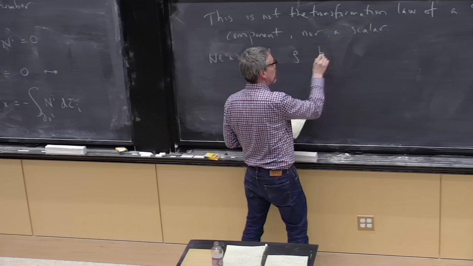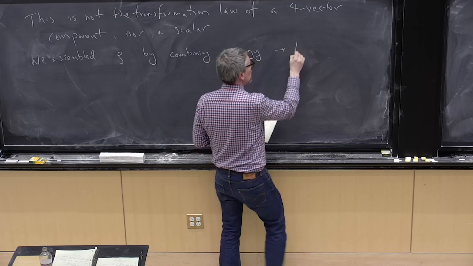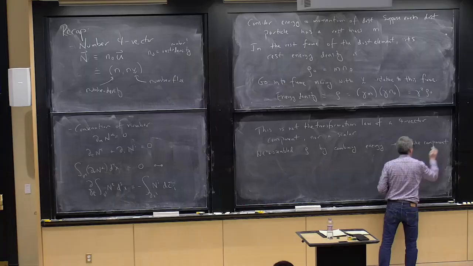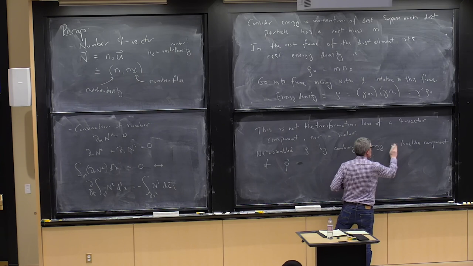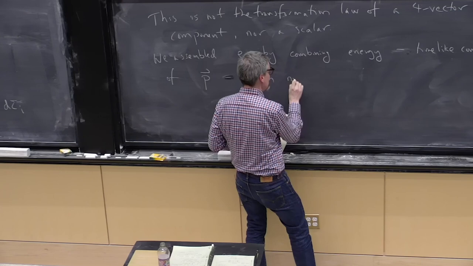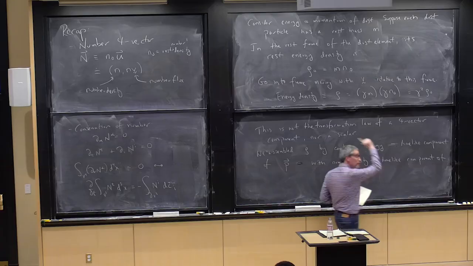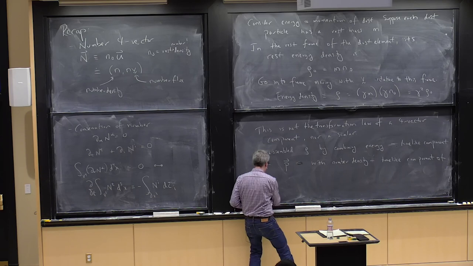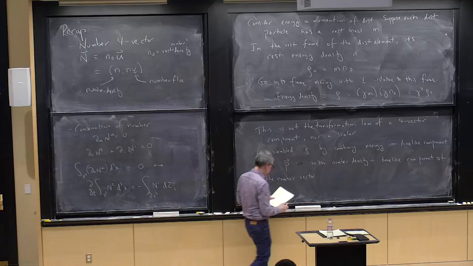So we assembled rho by combining energy, which is the time-like component of the four momentum, with number density, which is the time-like component of the number vector that I just recapped a few minutes ago. So those are two time-like components of four vectors here.